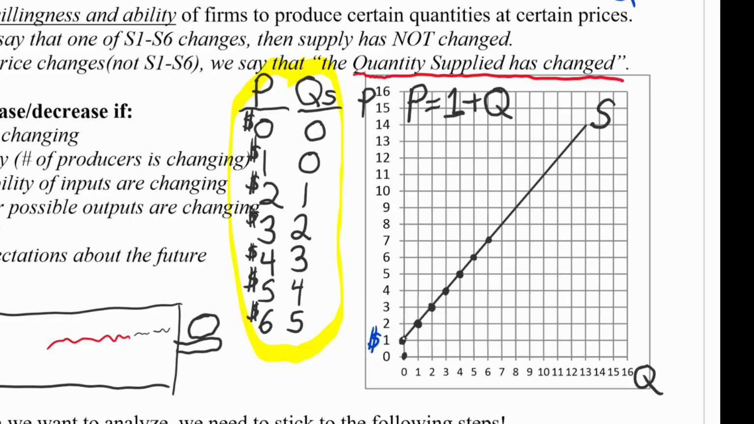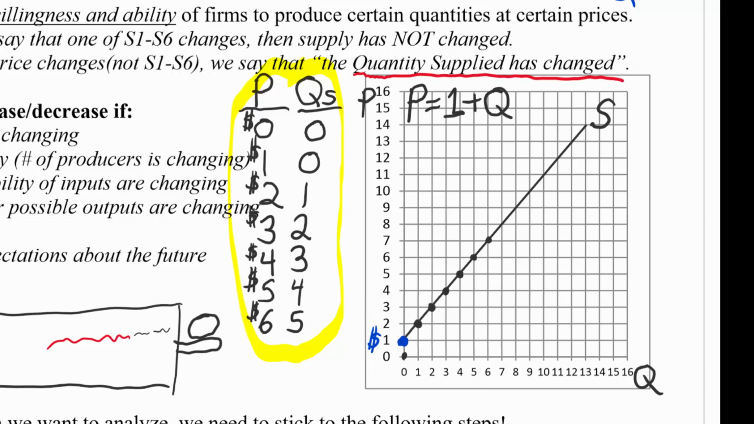Before, if there was just me, I'd be willing to produce 0 units. Well, now if it's me and another person that's identical, we'd both be willing to supply 0 units. 0 plus 0 is still 0. So this point here, this blue point, would be on this new supply curve when we have two producers.